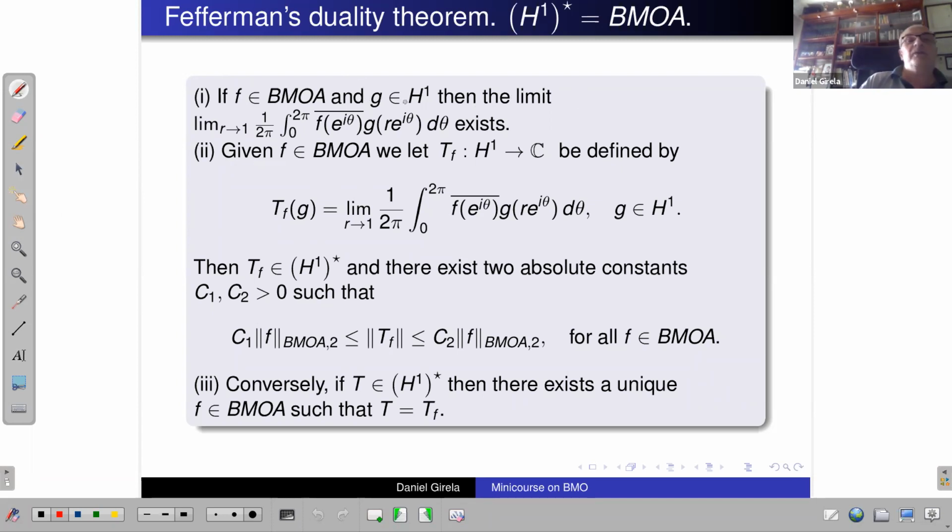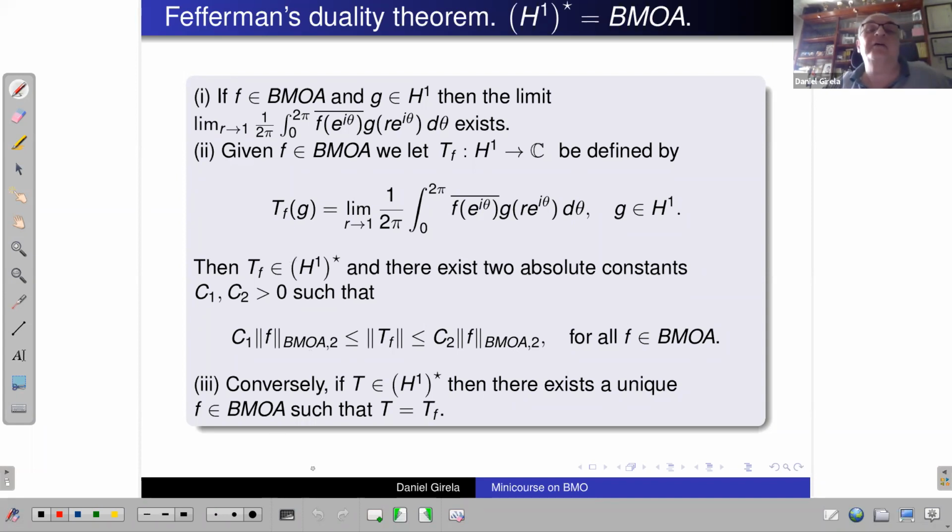The precise statement is this: we have a function f in BMO and a function g in H1. Then the limit as r tends to 1 of the integral over the torus of the conjugate of f times g(re^{iθ}) exists. And if we define T_f(g) as this limit, then T_f is a bounded linear functional on H1. The norm of this functional is comparable to the BMO norm of f. And conversely, any element of the dual of H1 is of this form for some f in BMO.